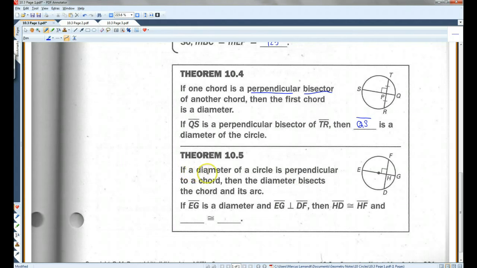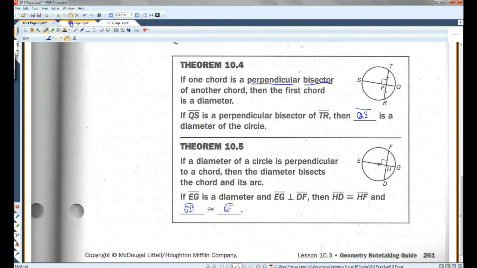Theorem 10.5. If a diameter of a circle is perpendicular to a chord, then the diameter bisects the chord and its arc. So, if you know this is the diameter, and there's some other chord that intersects the diameter in such a way that it's perpendicular, then it bisects that chord. So if EG is a diameter and EG is perpendicular to DF, then HD is congruent to HF and arc GD is congruent to arc GF. Alright?